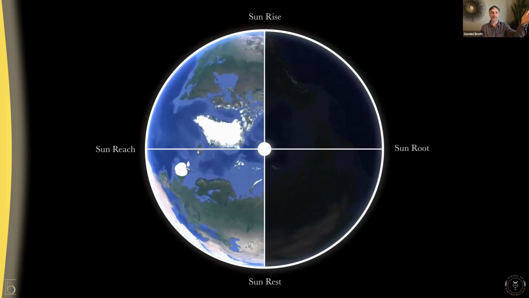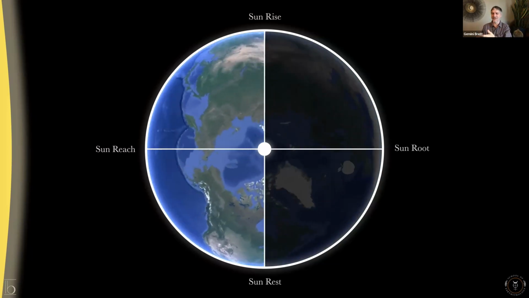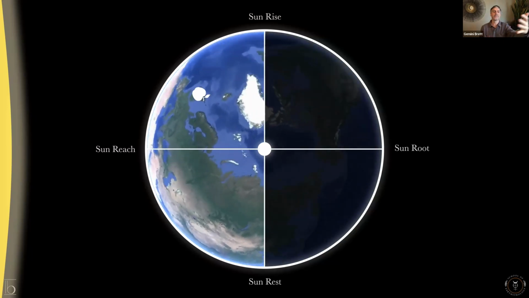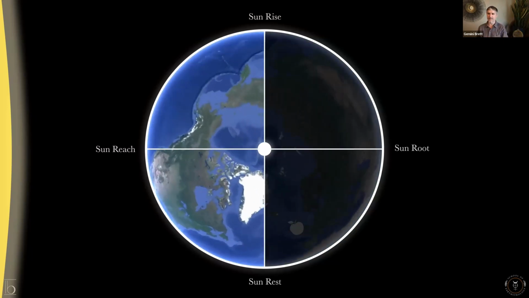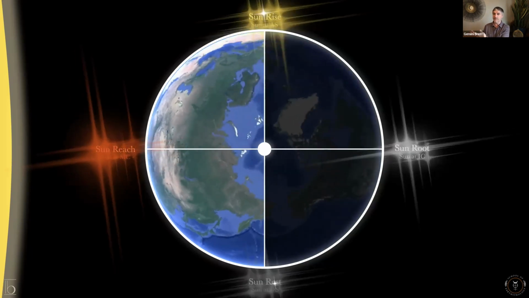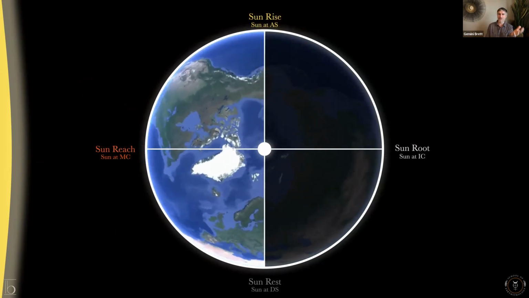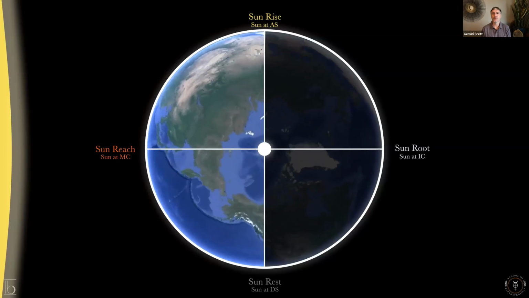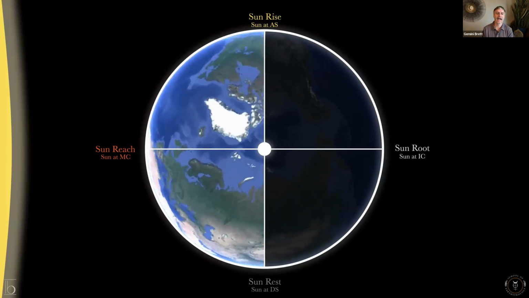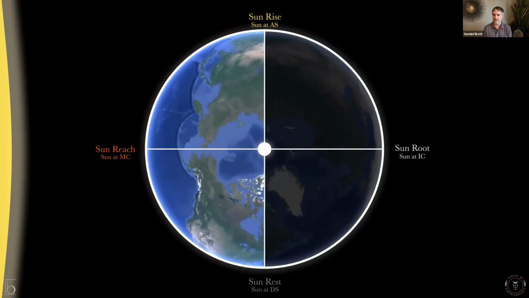And between sun reach, sun rest, sun root, sunrise. Sun reach the middle of the day, sun sets into night. Sun root the middle of the night. These would be the words for the appropriate happenings of the sun at the astrological angles.